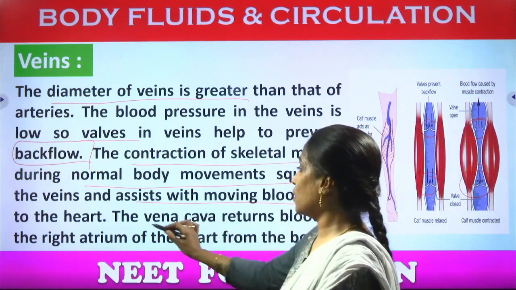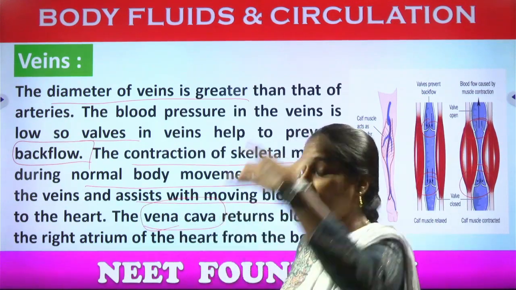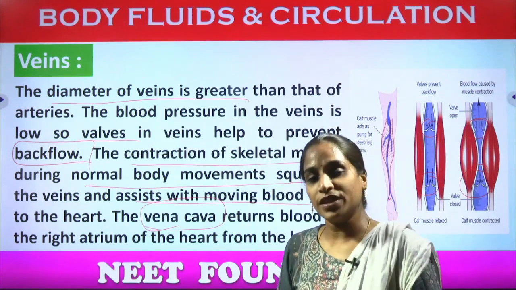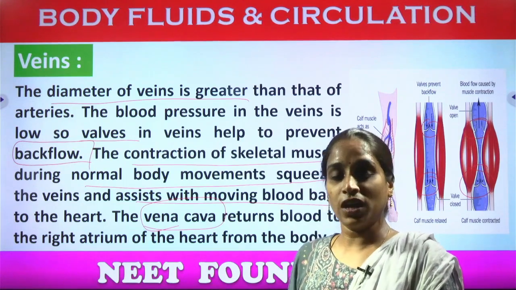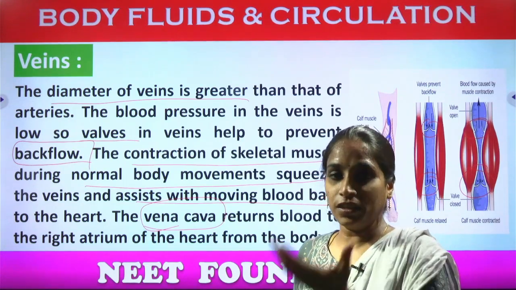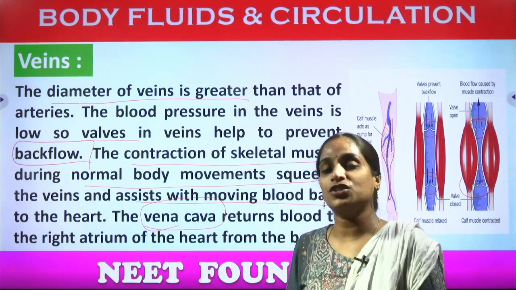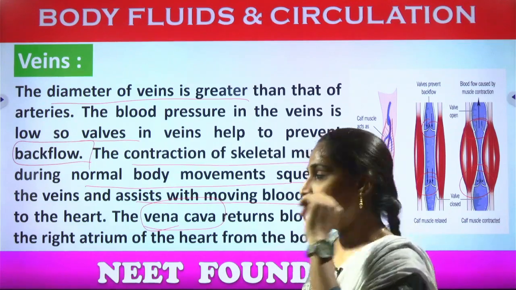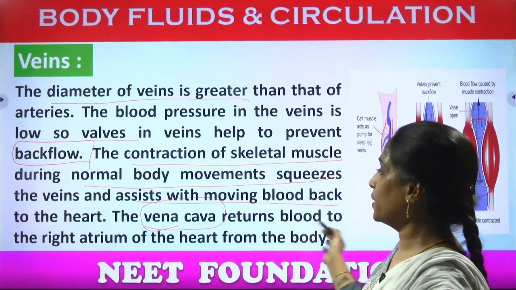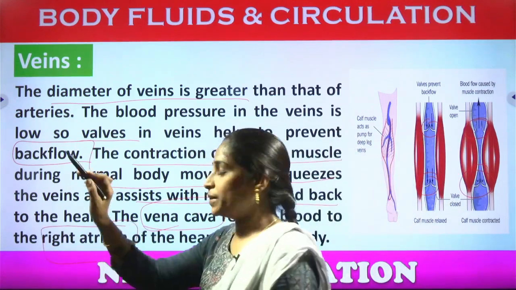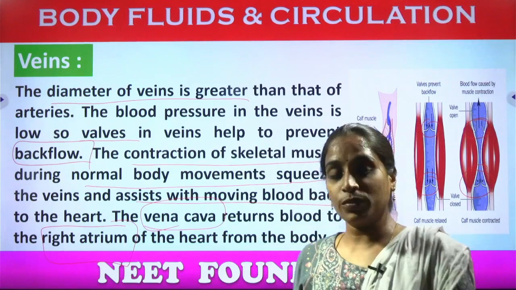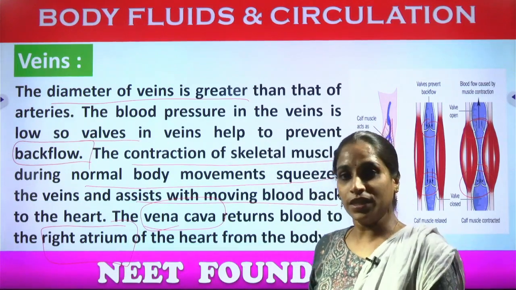The vena cava, nothing but the caval veins, the anterior region, superior vena cava, and the posterior region, inferior vena cava, are responsible for the movement of the deoxygenated blood towards the heart, okay. It returns the blood towards the right atrium. Which chamber receives the deoxygenated blood in the heart? The right atrium receives the deoxygenated blood.